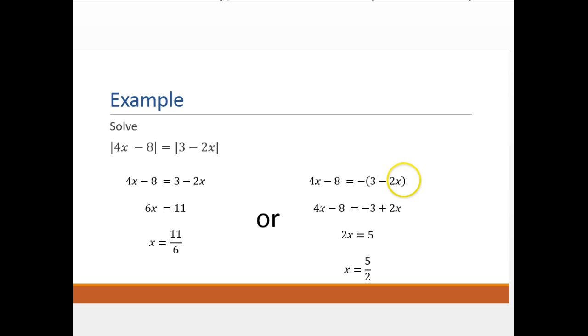If I distribute this negative sign over here, you get 4x minus 8. Your right-hand side, when I distribute the negative, is negative 3 plus 2x. Subtract 2x from both sides. Add 5 to both sides. You get 2x is 5, so x is 5/2. And again, you can plug this in easily and find out you get the same answers on both sides.